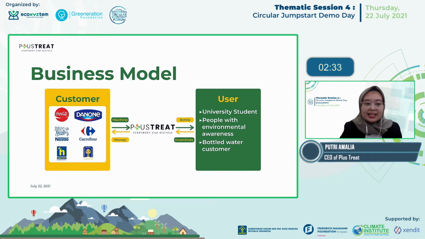Here is our business model. Plastrit will send our reverse vending machine to our targeted customers to be used by bottled water customers around. We will give incentives in the form of points in the mobile app for plastic users.